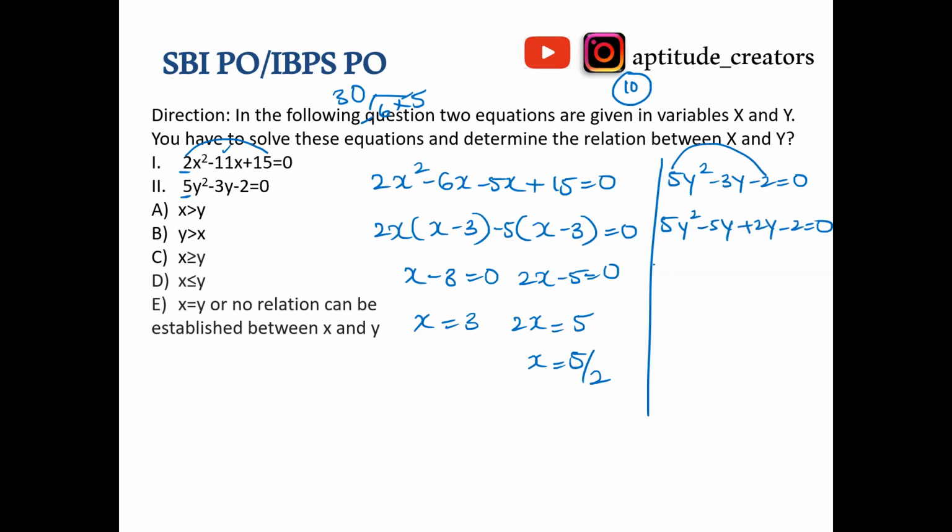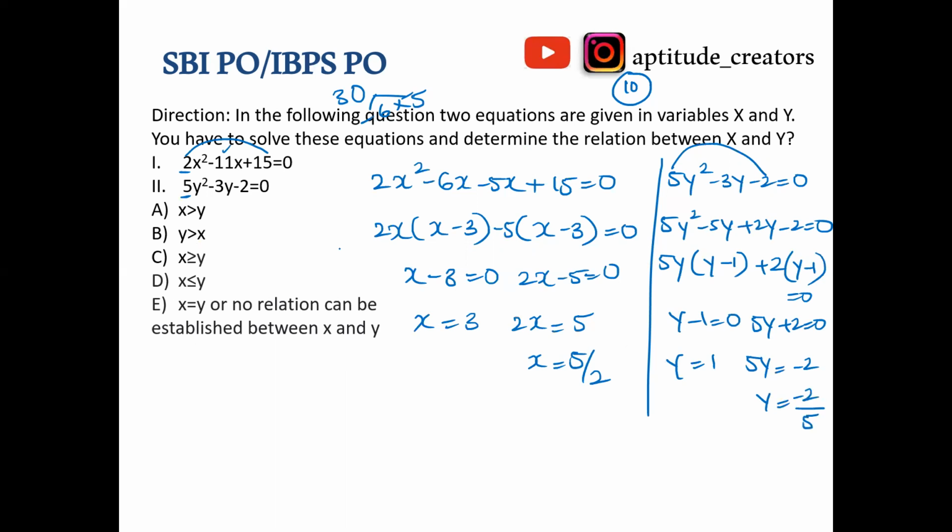If I take common out 5y, y minus 1. And plus 2 is taken common out, y minus 1 is equal to 0. Now y minus 1 is equal to 0 and 5y plus 2 is equal to 0. y is equal to 1 and 5y is equal to minus 2. y is equal to minus 2 by 5.